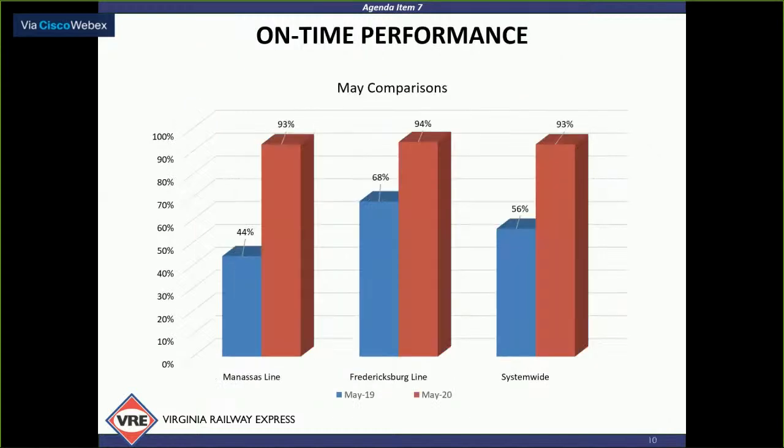As for on-time performance, as you can see for the month of May, the Manassas line and the Fredericksburg line both were over 90%, for a system-wide average of 93%. And again, I will just draw folks' attention to this same period last year in May, where we were implementing positive train control. So this is indicative of a tremendous increase from a year-over-year perspective.